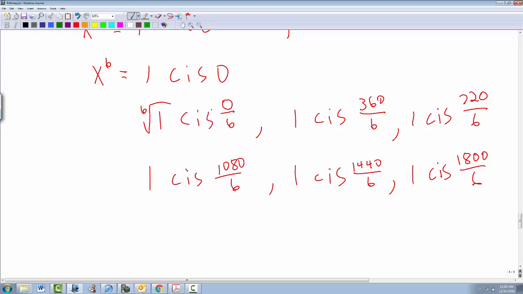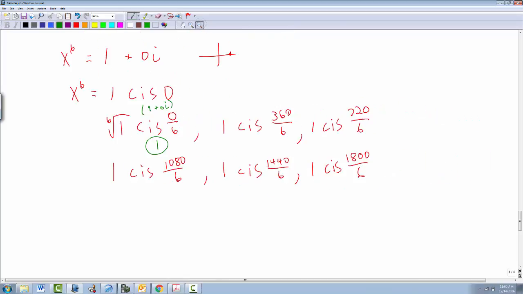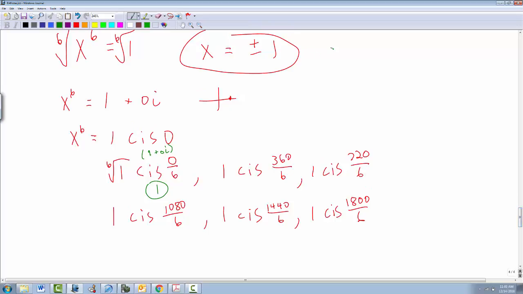What's the cosine of 0, though, everybody? What's the cosine of 0? No! 1. What's the sine of 0? Times 1. This is 1 in rectangular format. One of the answers that you got in Math 2.